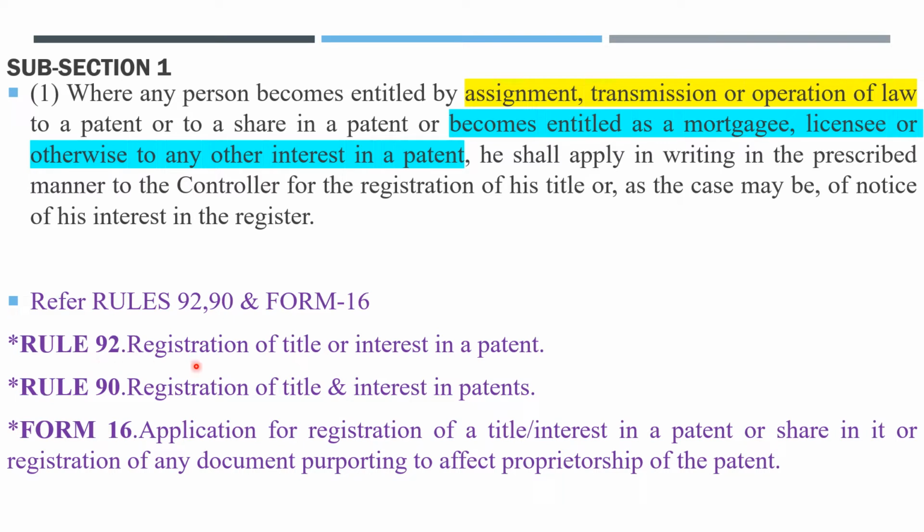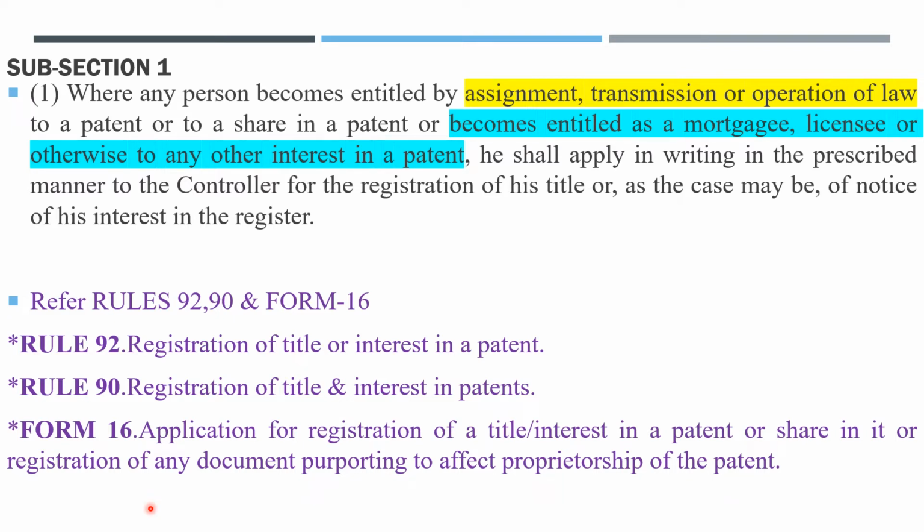Rule 92 is registration of title or interest in a patent, and rule 90 is registration of title and interest in patents. Okay, so try to differentiate between these two operators. Now, form number 16 is application for registration of a title or interest in a patent or share in it, or registration of any document purporting to affect proprietorship of the patent.